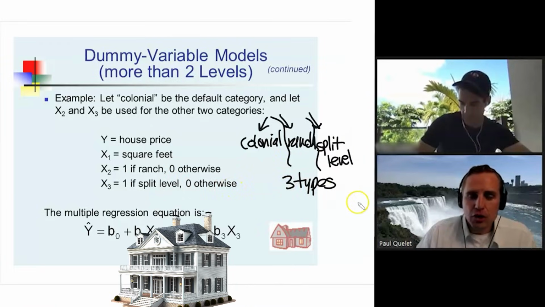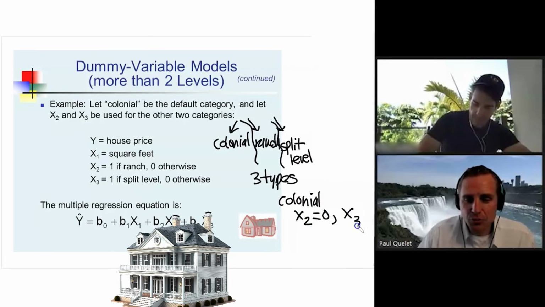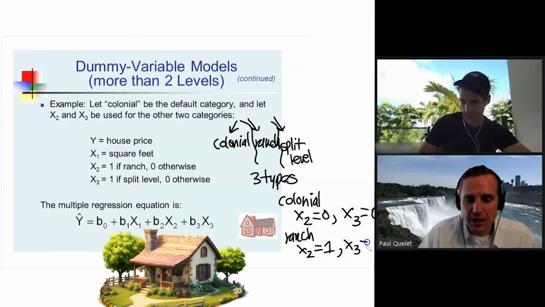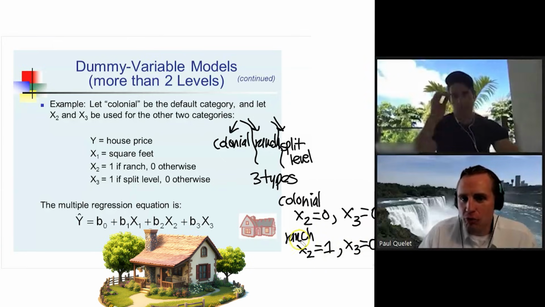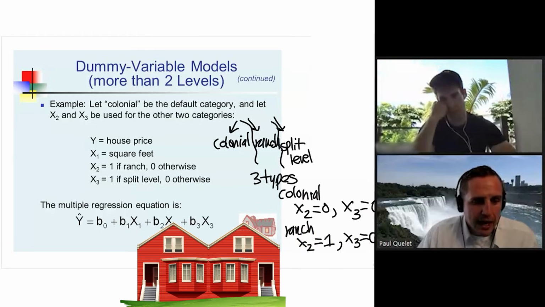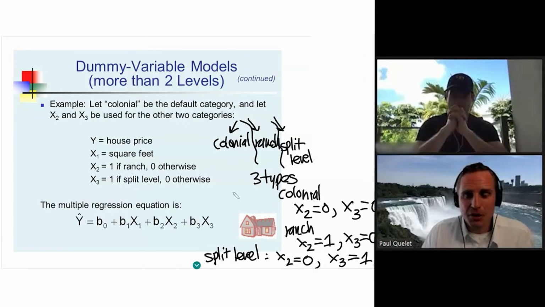So think about this. Suppose you want colonial: X2 equals 0 and X3 equals 0, because what that means is you've turned off the ranch and the split level. If you want a ranch style house, then X2 equals 1, but X3 equals 0, because what that means is you turn on a ranch house and you're no longer in a colonial. And then finally, if you want a split level, then you want X2 to be 0, and then you want X3 to be 1. So that's kind of the idea. You're always putting in zeros for what it's not, but there's always a default.